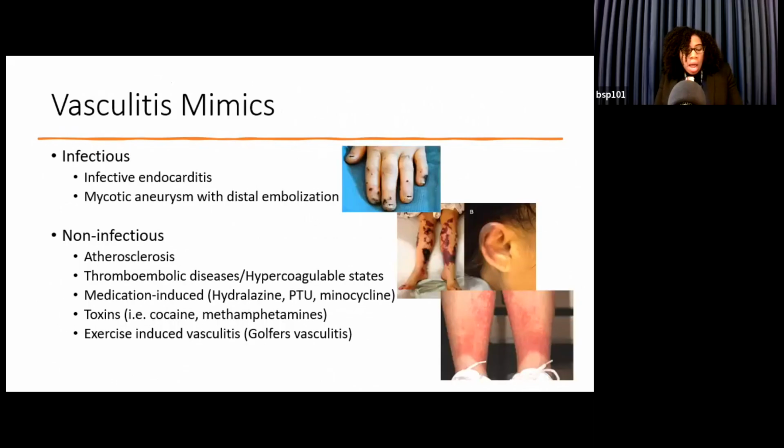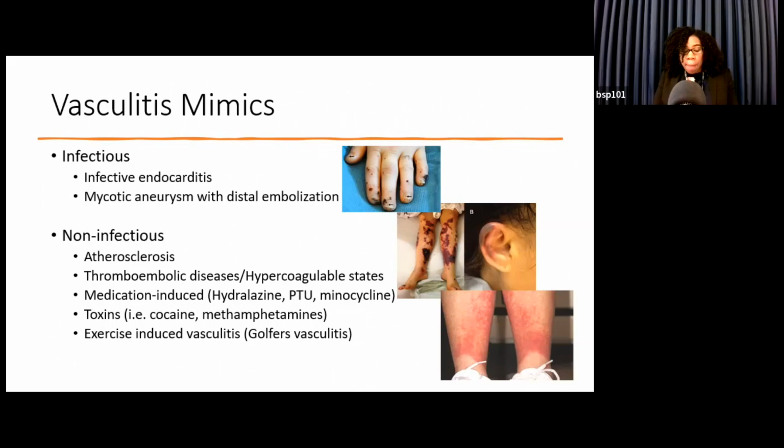So now I reviewed a handful of different types of vasculitis. I want to go over just a few mimics to keep in mind when you're thinking about vasculitis. As many of you know, infection can cause skin lesions that look like vasculitis, in particular infective endocarditis, and something very similar with mycotic aneurysm if they have any distal embolization. And that can be seen in the picture to the right. But there are also a few non-infectious etiologies that I want you to keep in mind, in particular atherosclerosis. As you know, people with high cardiovascular disease can have a lot of vessel blockage, which can mimic some of the symptoms of vasculitis.